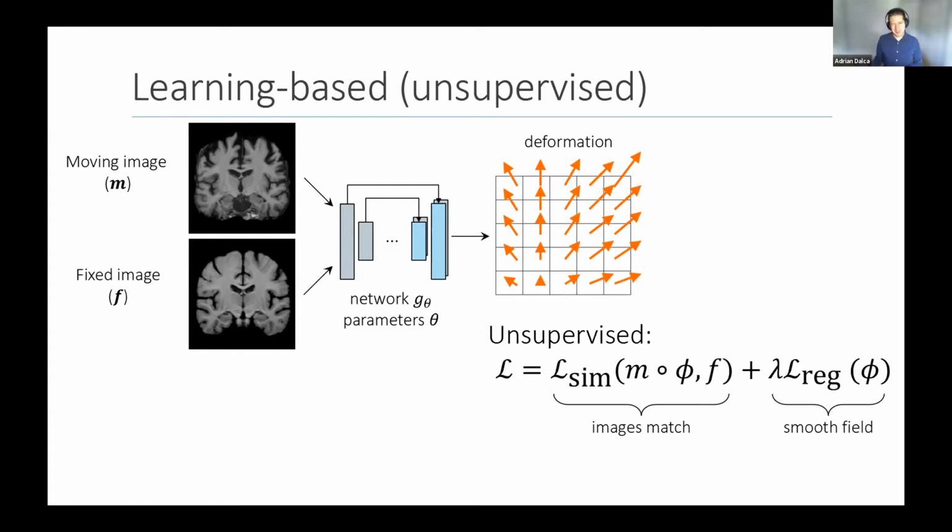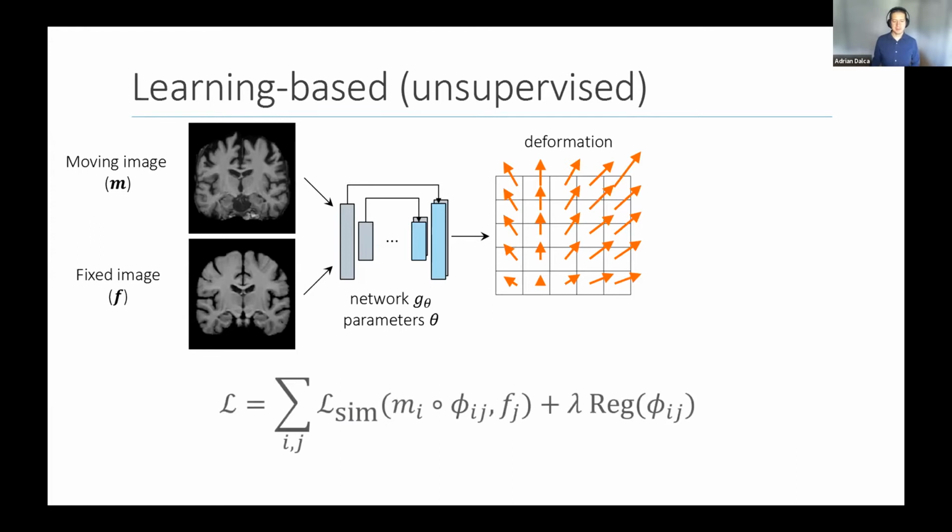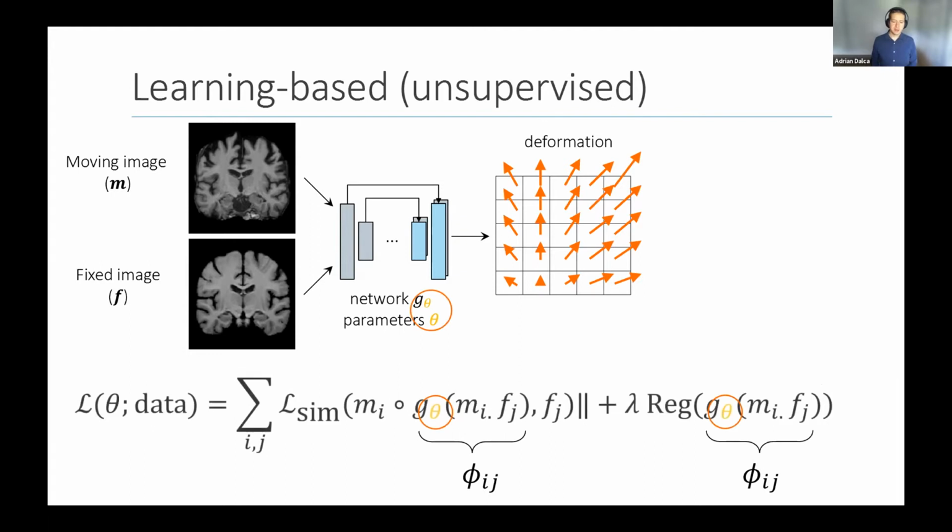Now, of course, we're not optimizing a single deformation field anymore. We're optimizing the whole neural network. So we need to look at all the pairs in our data, or a big sample of them. So we need to sum. We're not optimizing the deformation fields, we're optimizing the neural network parameters. So we're going to propagate information through there. But really nothing has changed from neural network training except the loss, which we can take from classical models.